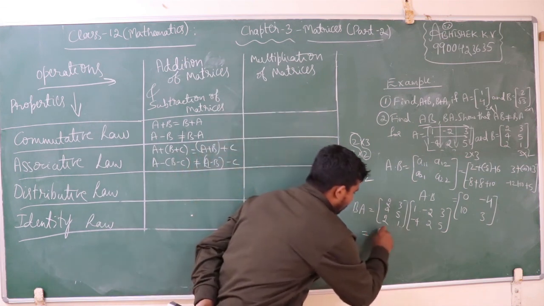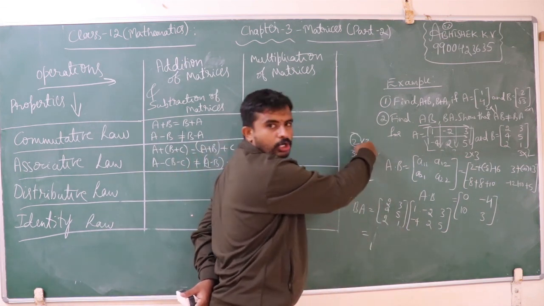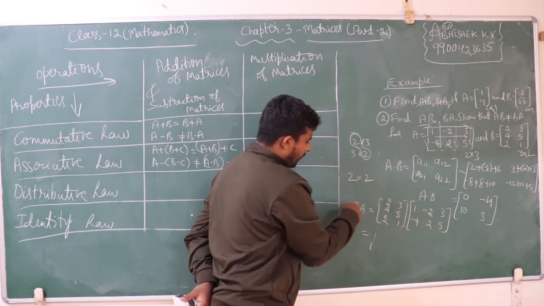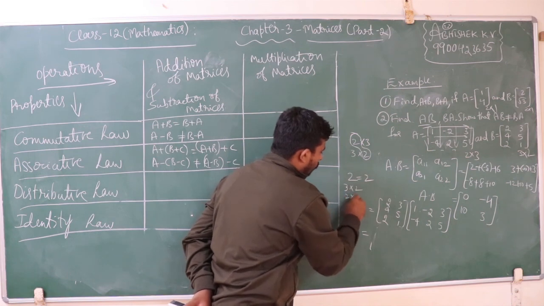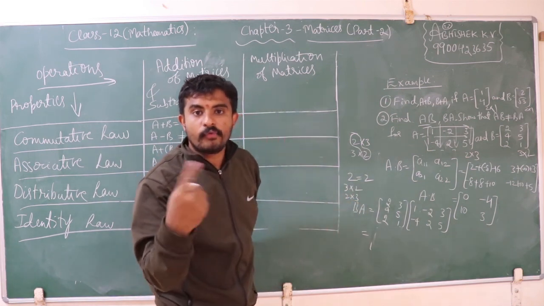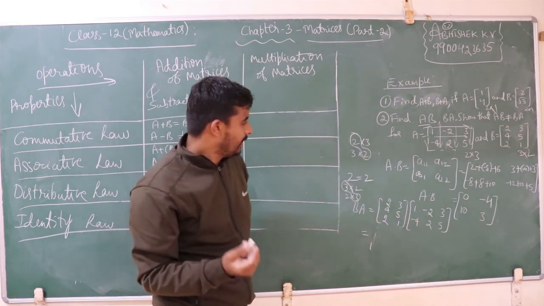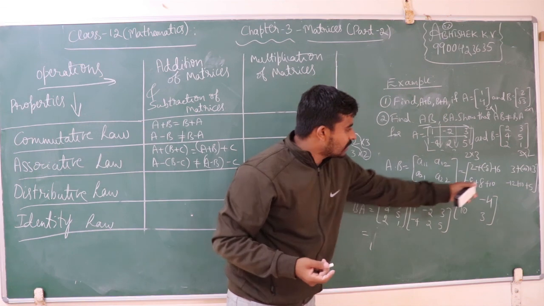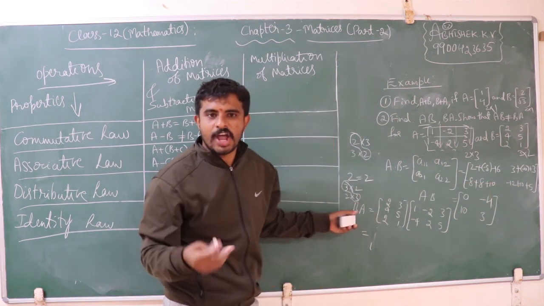Same procedure. Here B is 3 cross 2 and A is 2 cross 3. What is the obtained order of BA? It is 3 cross 3. Whereas AB gives 2 cross 2.